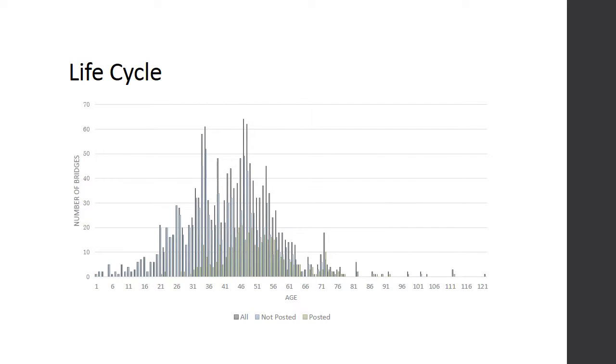For the purpose of the economic assessment, a 75-year life cycle was assumed. This assumption is based on the current age distribution plot shown in this figure, where at or around 75 years the number of bridges exceeding that age is significantly reduced for both non-posted and posted bridges.